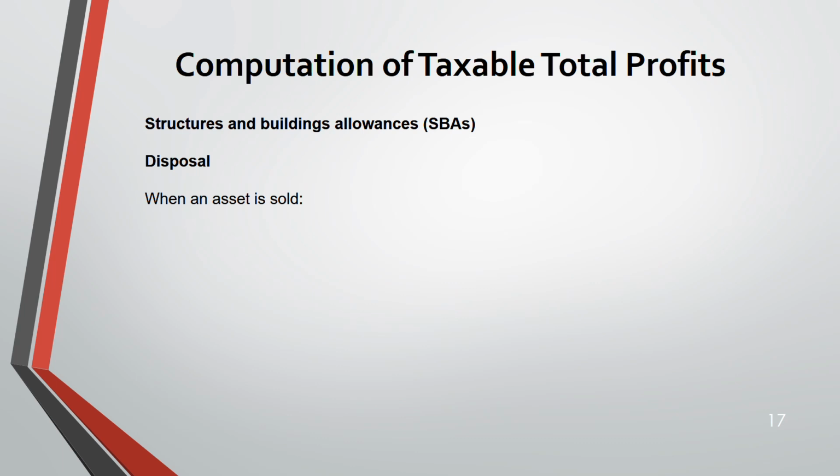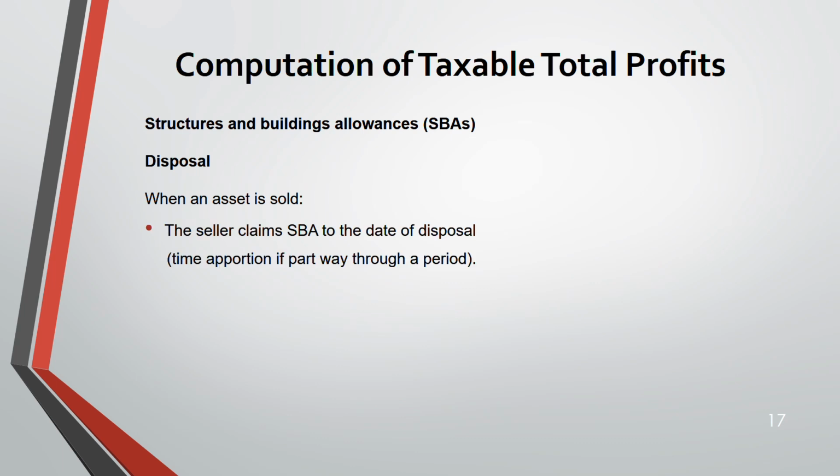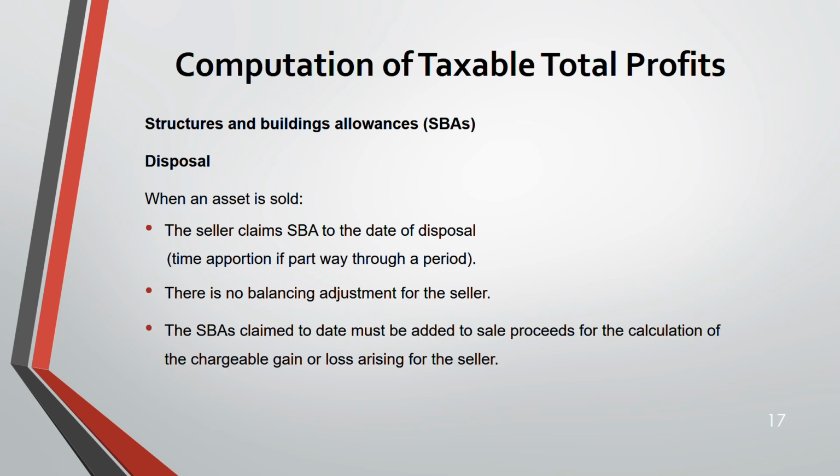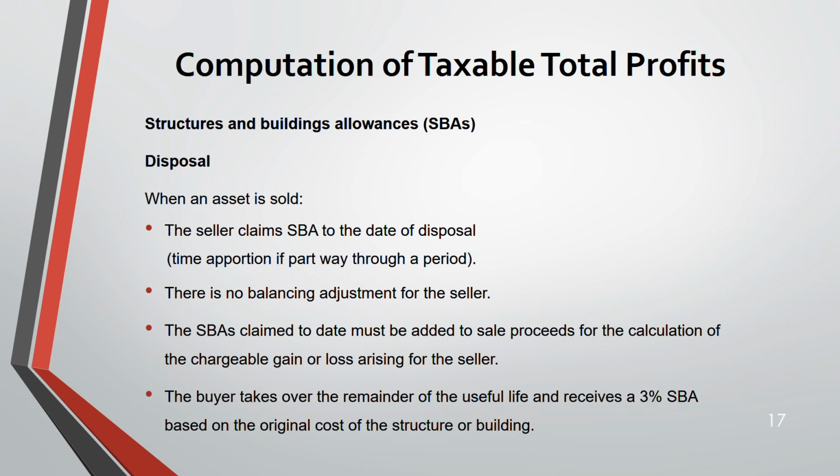Next, disposal. When you are selling an asset, the seller claims the SBA to the date of disposal. Time apportion if partway through a period. There is no balancing adjustment for the seller. The SBAs claimed to date must be added to the sale proceeds for the calculation of chargeable gain or loss arising for the seller. You have to remember the steps, okay? The buyer, what happens with the buyer? Buyer takes over the remainder of the useful life and receives the 3% SBA based on the original cost of the structure or building. So now let us do a question.